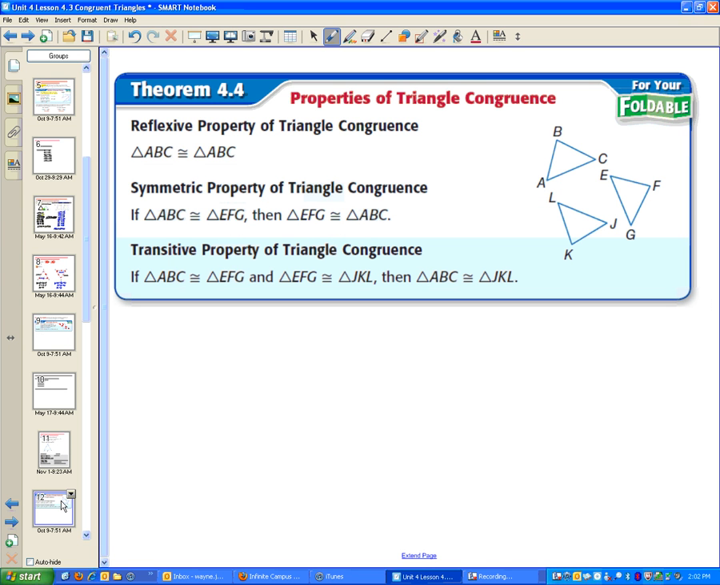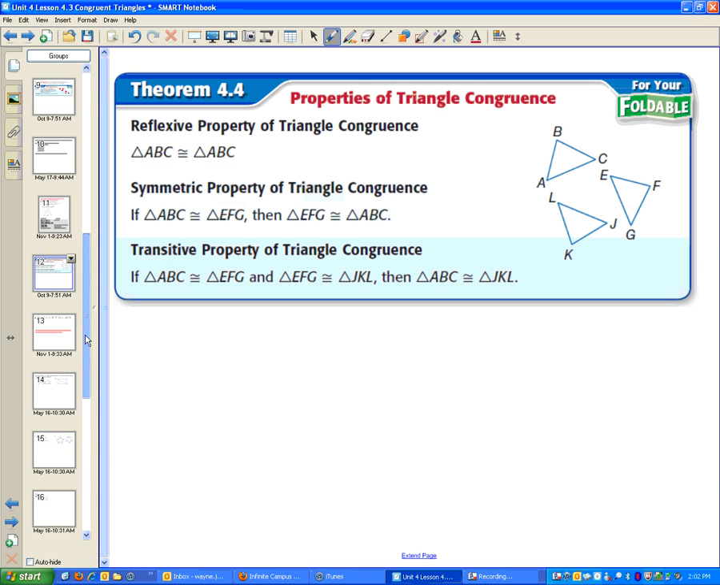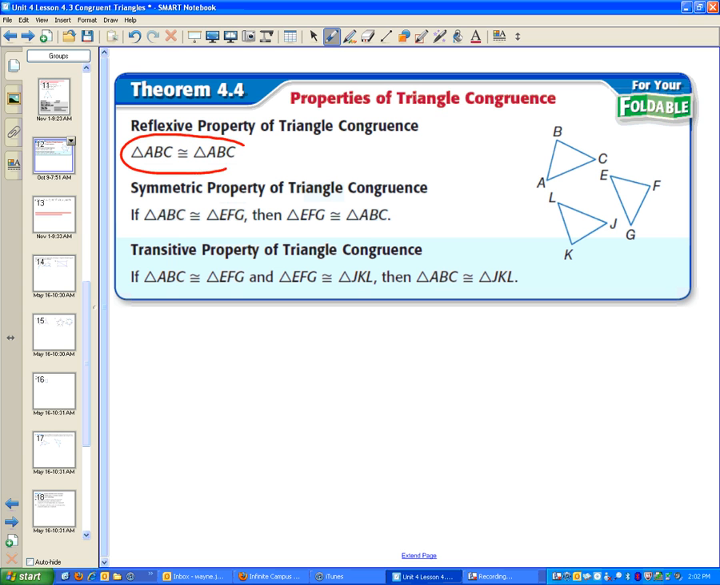I'll bet you if I never pointed out to you that the reflexive property, symmetric property, and transitive property applied to congruent triangles, you would have assumed that they did. Doesn't it make sense that triangle ABC is congruent to triangle ABC? That's the reflexive property. If you write triangle ABC congruent to triangle EFG, doesn't that have to mean that triangle EFG is congruent to triangle ABC? That's the symmetric property. And if triangle 1 is congruent to triangle 2, and triangle 2 is congruent to triangle 3, doesn't triangle 1 have to be congruent to triangle 3? That's the transitive property. So like I said, if I'd have never pointed it out, you would have assumed they worked. I think you would have.